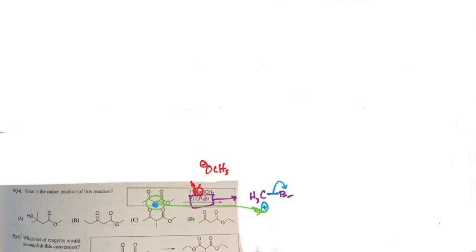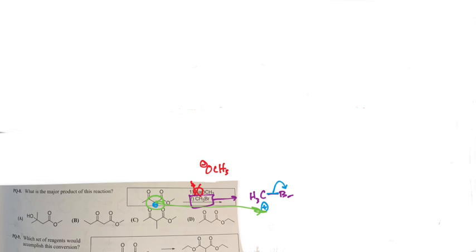A, I quite frankly can't figure out what they did, at least quickly. B, they deprotonated the other side, the less acidic hydrogen. C, they deprotonated the correct one. And D, they added an extra carbon out there. Again, I'm not quite sure how they pulled that one off.